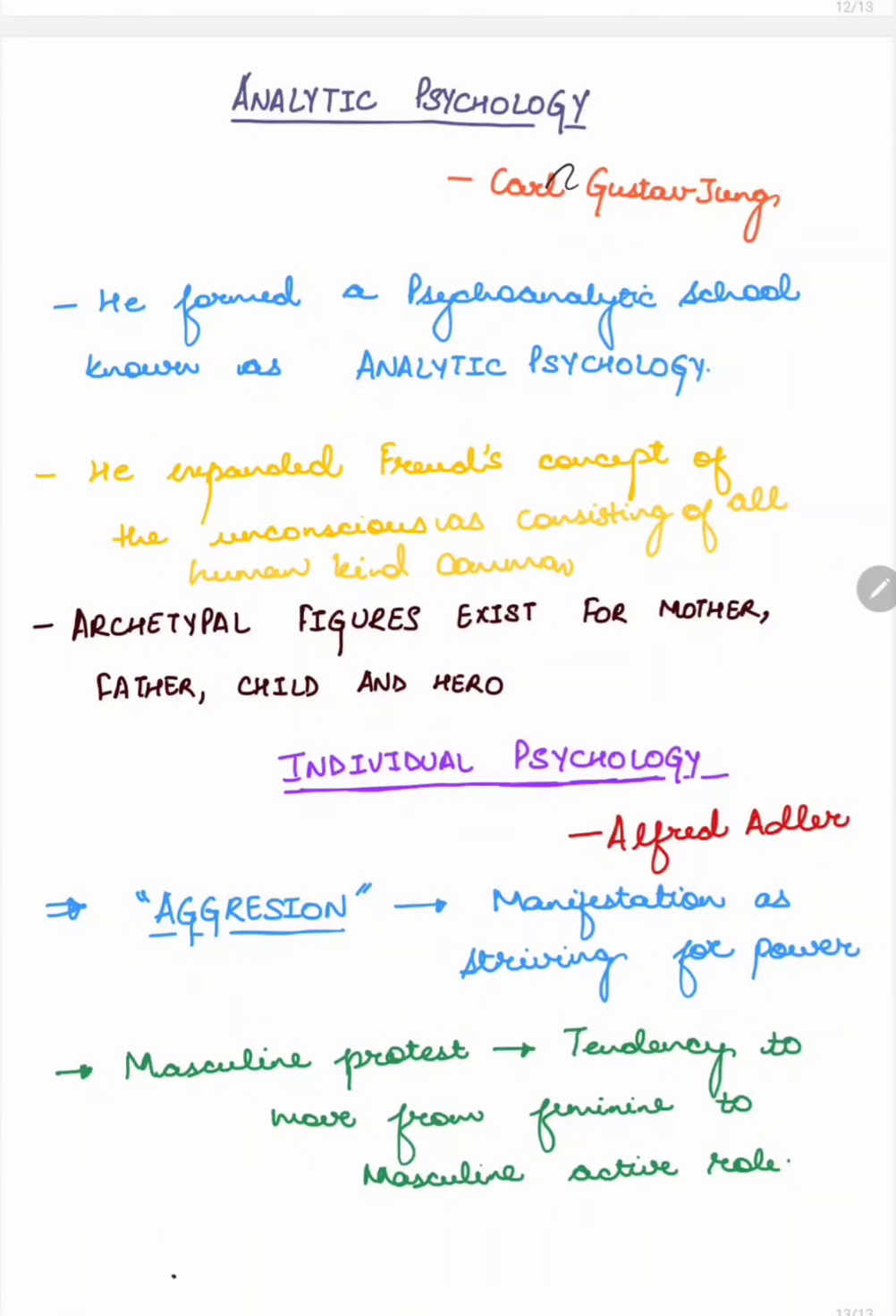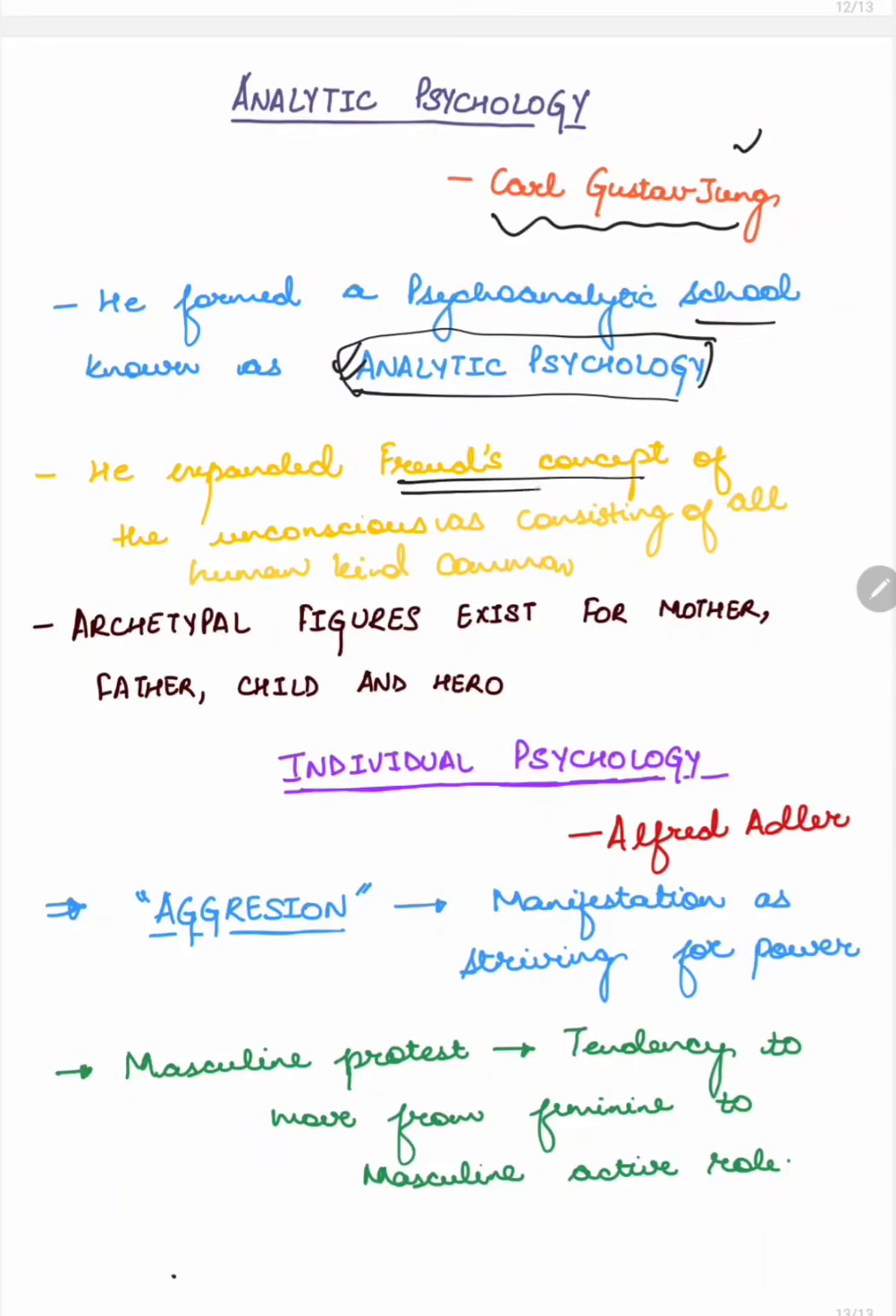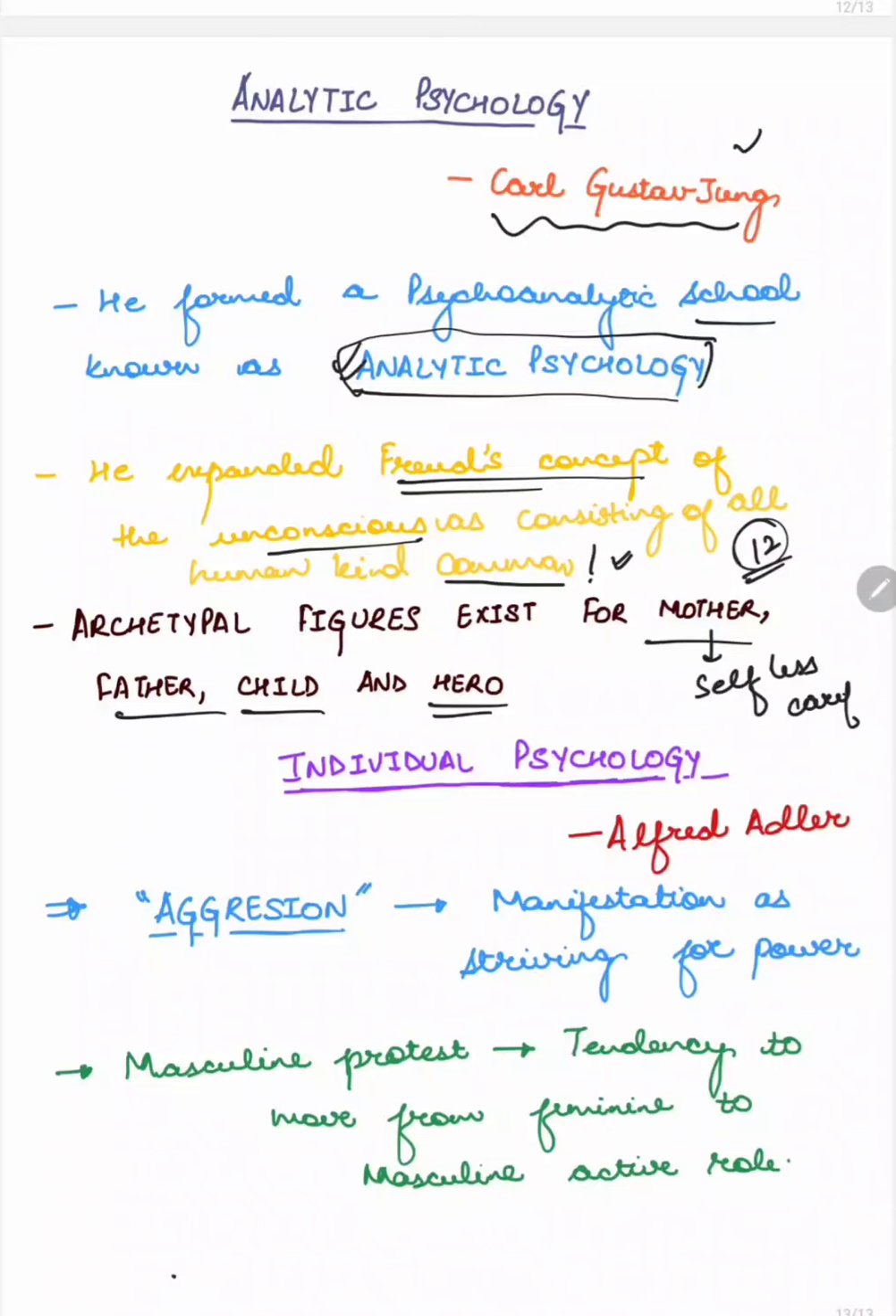Now the analytic psychology was given by Carl Gustav Jung. He formed a psychoanalytic school known as analytic psychology. His theory was relative to Freud's concept, but he expanded Freud's concept of the unconscious as consisting of all humankind's common, right? So he proposed around 12 archetypes, such as for mother, father, child, and hero. Such as mother will be selfless, caregiver, right? Father would be protective, etc.